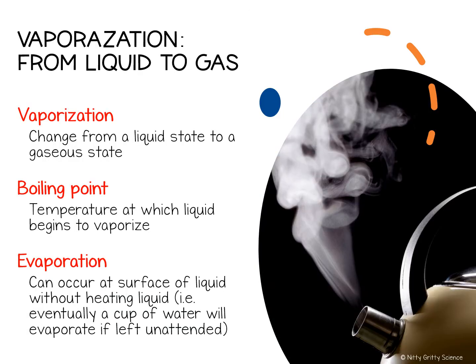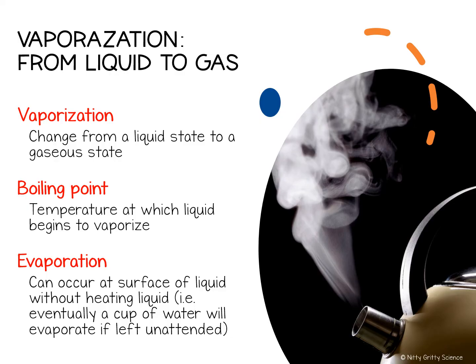When particles move fast enough, they can escape the attractive forces of other particles and enter the gas state. This process is called vaporization. Vaporization can occur in two ways: evaporation and boiling. Evaporation is vaporization that occurs at the surface of a liquid and can occur at temperatures below the liquid's boiling point. A second way that liquid can vaporize is by boiling.